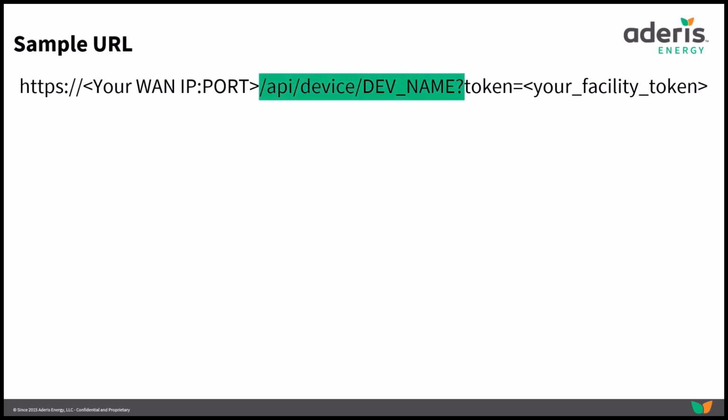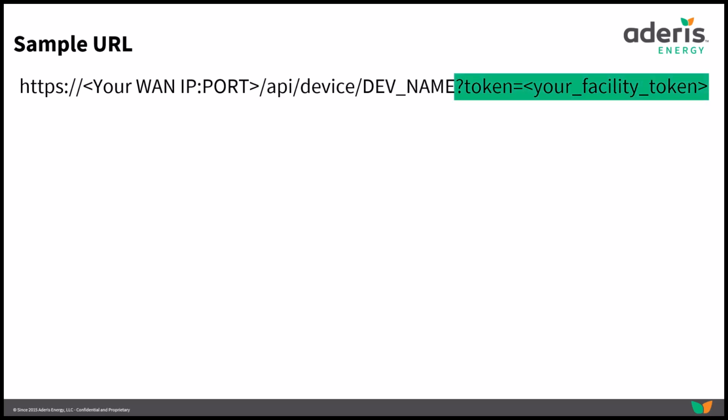The path is an API endpoint used to access detailed information about a specific device identified by the unique identifier. This specifies the exact resource you want to interact with. The server uses this path to determine how to process the request and which data to return. In this case, the path is API/device/device name.